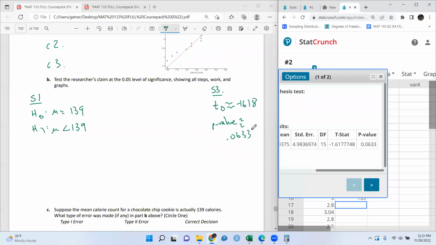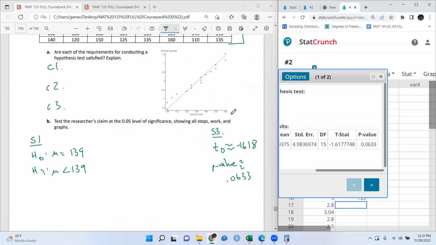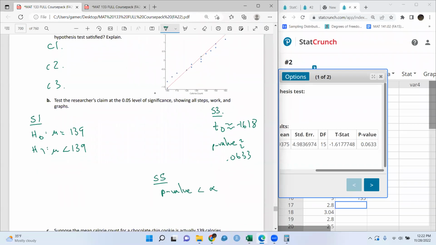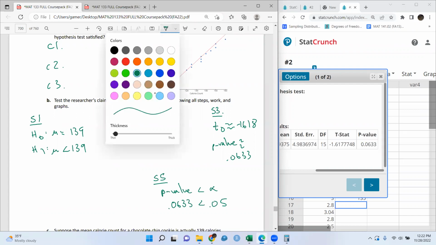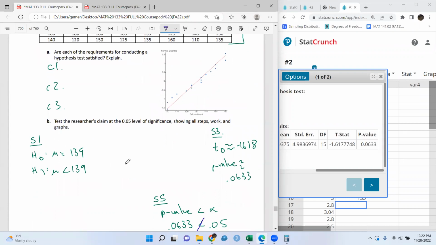Good. So what did you get for step 5? Did you choose to reject or not reject? I said reject H0. Oh, wait, I'm sorry. Not reject. I was looking at the wrong page. Because 0.06 is greater than 0.05, you just look at that second place. Love it. Okay, so there's not enough evidence to support the claim that the mean number of calories in a chocolate chip cookie is less than 139.